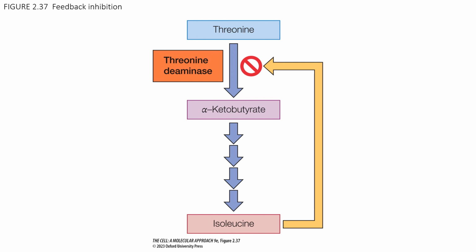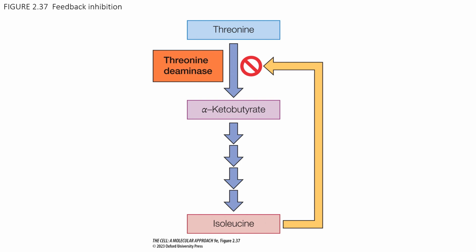In this case, we see threonine, which is going to be catabolized by threonine deaminase into alpha-ketobutyrate, which the end product is going to be isoleucine. Now, isoleucine is going to act as an allosteric inhibitor. So once you have an abundant amount of isoleucine, it'll actually deactivate threonine deaminase allosterically. Therefore, you will not continue to break down threonine until the isoleucine levels start to drop again, whereupon the isoleucine will be released from threonine deaminase to start producing it again.